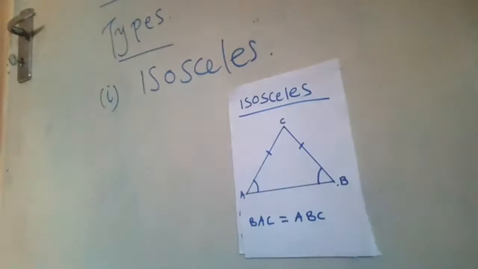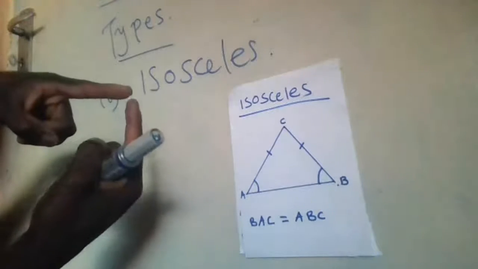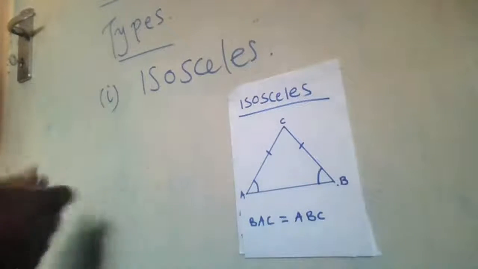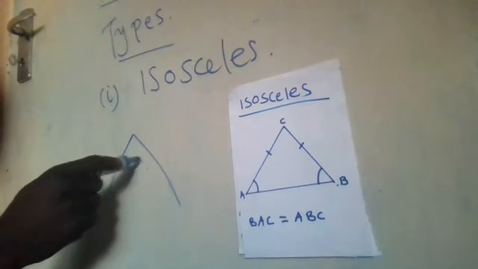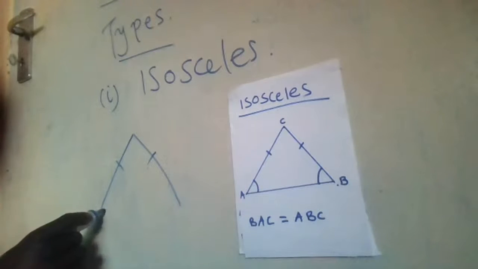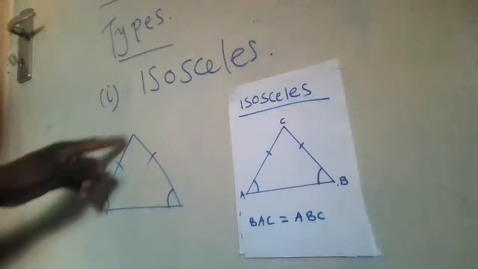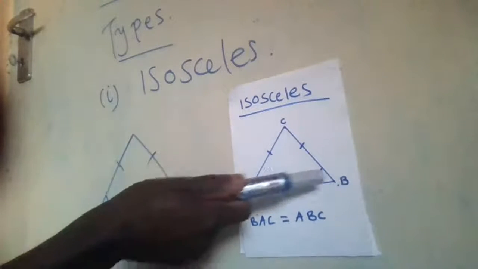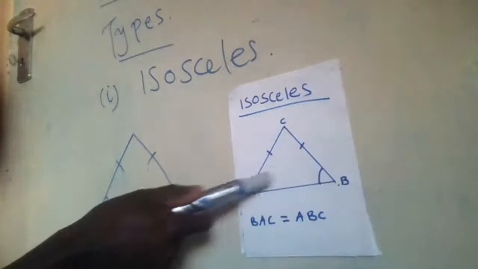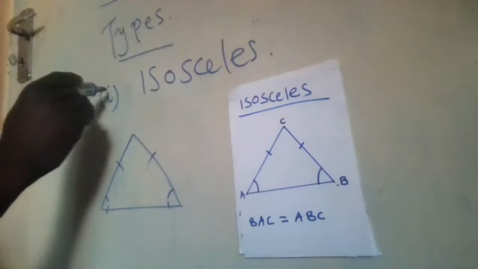Isosceles. An isosceles triangle is a triangle which has 2 adjacent sides that are equal. And if 2 adjacent sides are equal, allow me to bring this up because it is very important, the base angles must also be equal. 2 equal lines produce 2 equal angles. Like in this example, line AC and line BC are equal, making these angles also equal. That is the second type of triangle.